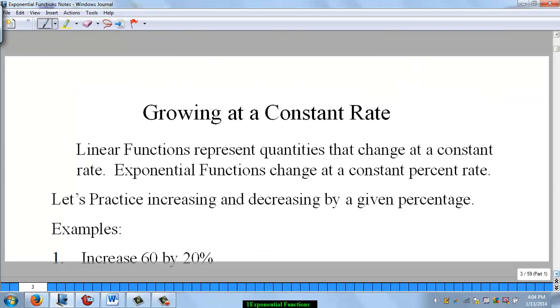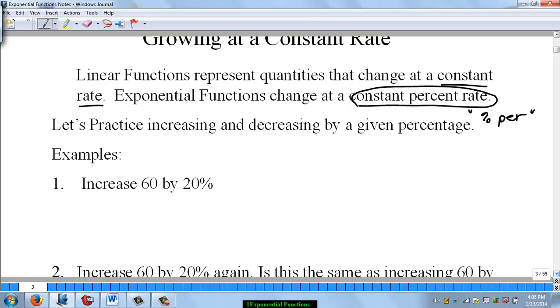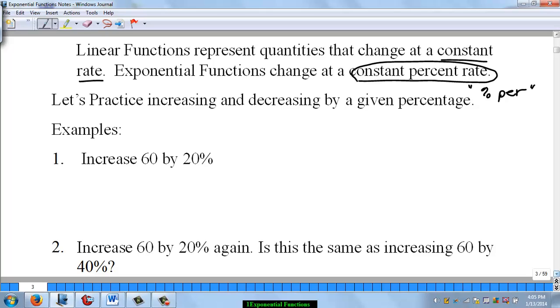Okay, so when we talk about growing at a constant rate, I want to make sure that you really understand this. So I'm going to start with a basic example. Linear functions are at a constant rate. Exponential functions change at a constant percent rate. This is important. Again, we're using the phrase percent per. So if you hear that, it's exponential. Let's start with an example on how this works.